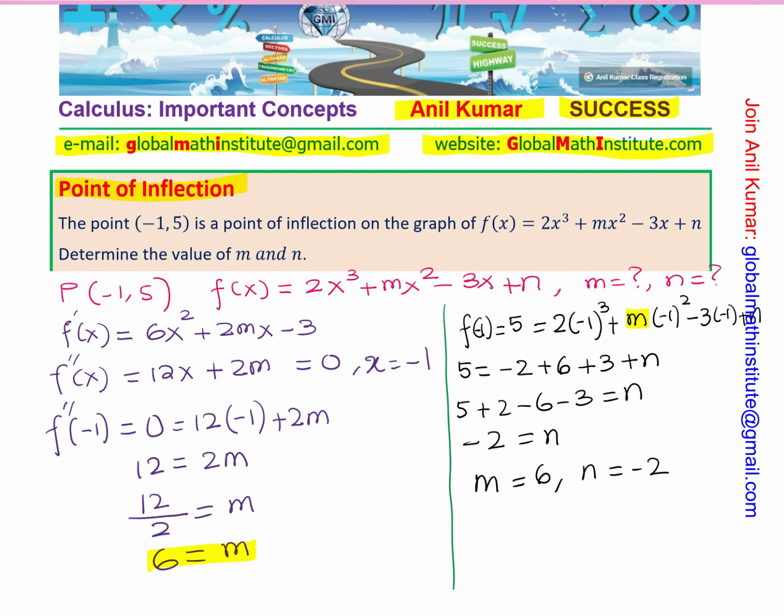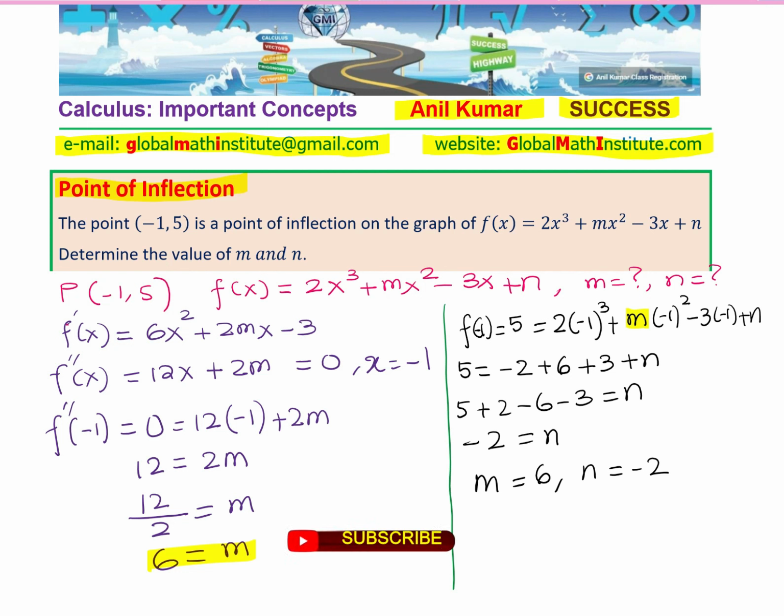Is that clear to you? So that is how you need to answer this particular question. Remember, when you're given a point, then put the value of x in the function itself, equating f of x as 5. And the second equation comes directly from the second derivative, since we are given the point of inflection. So I hope that is absolutely clear.